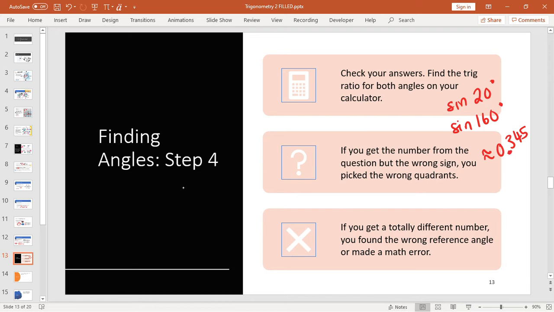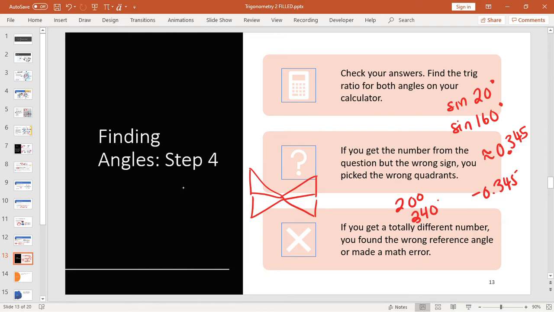You've done things right. Now, if I get the number from the question, but the wrong sign, like if you punch it into your calculator and you get negative 0.345, then you've accidentally picked quadrant 3 or 4. That will be the 200 and the 340 we found, and they will give you those values. And just always think, because of those 4 triangles you make with the reference angle, the minute you made the reference angle the same, those are 4 congruent identical triangles, okay?